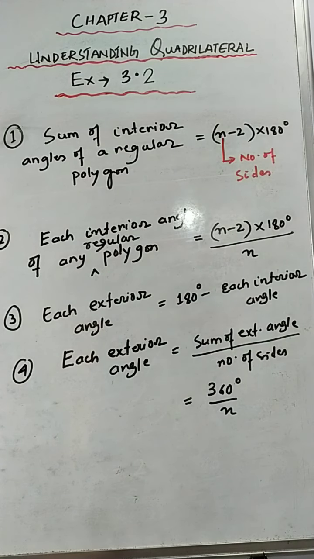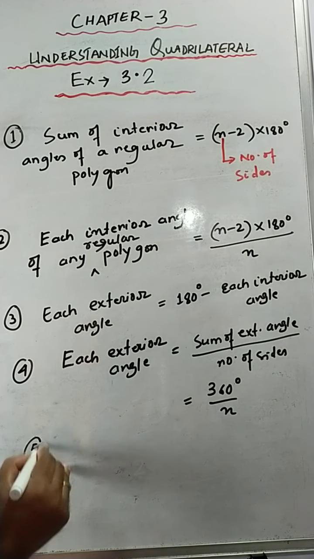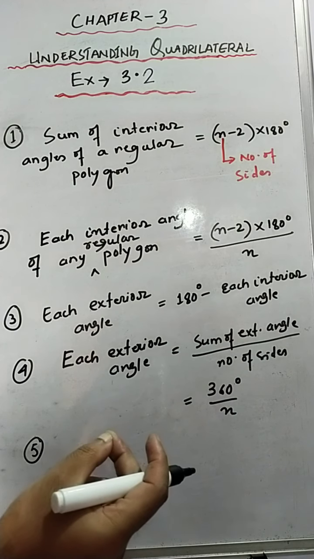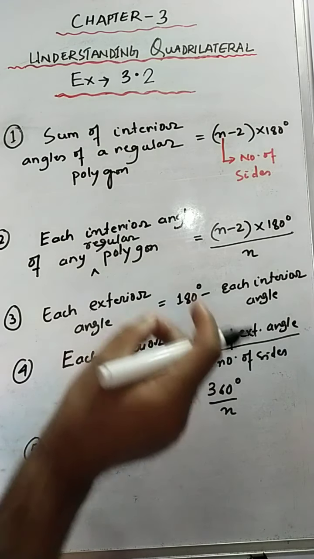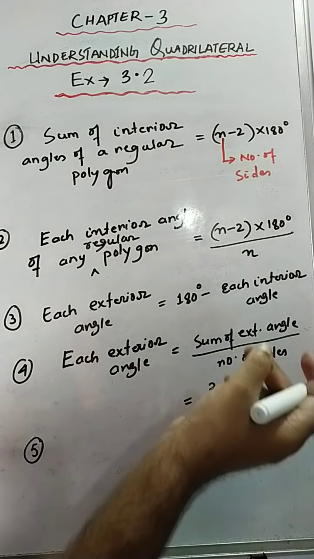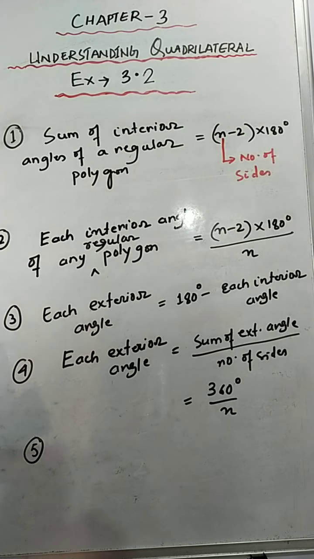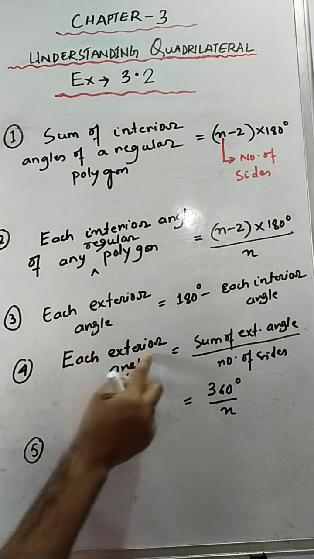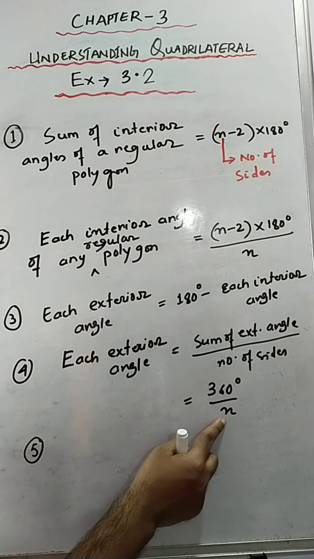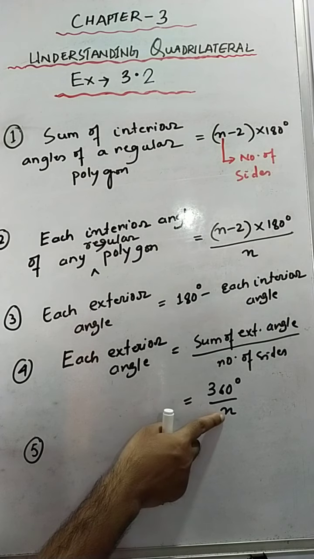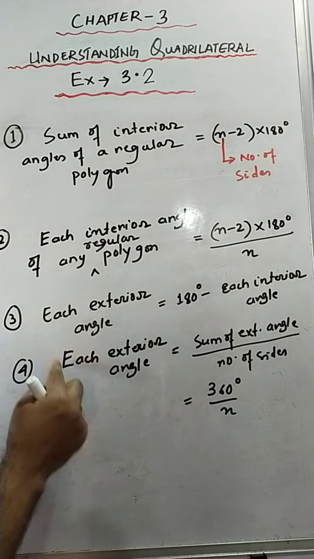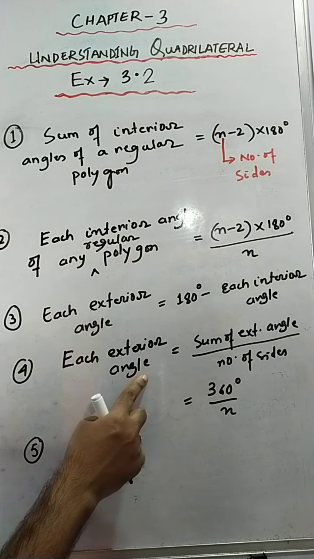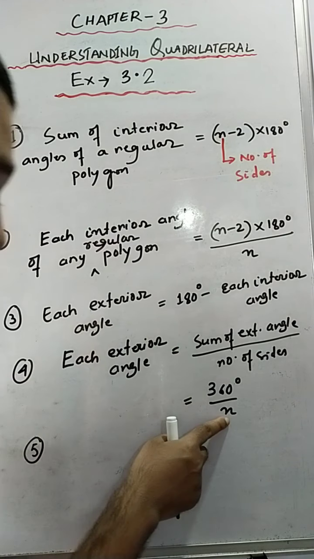Okay. Now the fifth formula. Now suppose each exterior angle is mentioned, if each exterior angle is given and you have to find out the number of sides. So in that case, what will be the formula? See, carefully observe this. This formula is all about each exterior angle equals 360 by number of sides. It is when the number of sides is given. So this is how you get the value of each exterior angle. But suppose in the question it is given each exterior angle and you have to find out the number of sides. So what do you have to do?